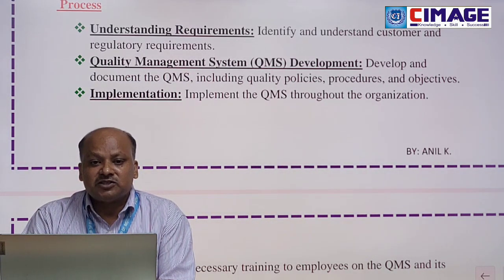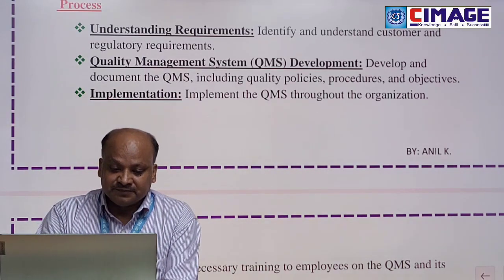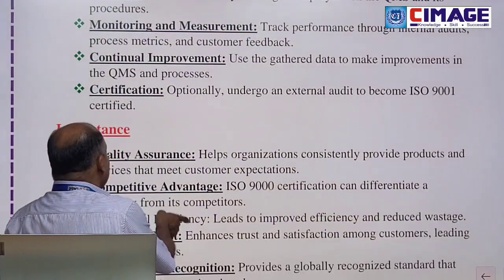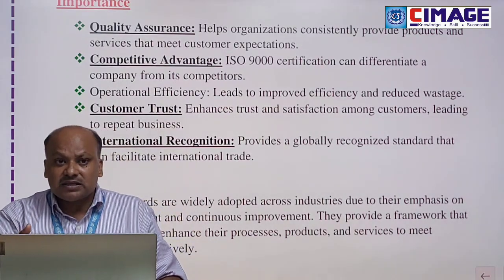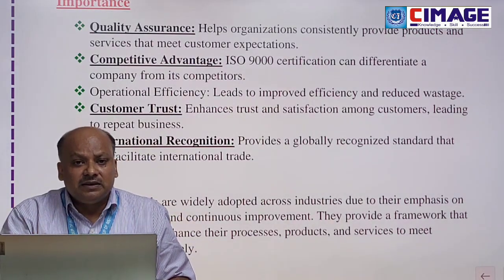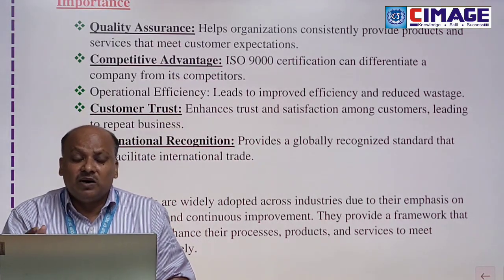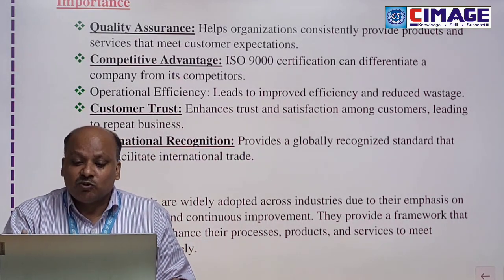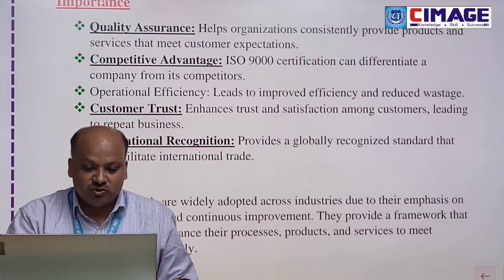ISO 9000 certification could be achieved on the basis of these steps involved under the heading of the process. Now, the importance. What is the importance of ISO 9000? As I told you, this ISO is completely related with quality. This quality assurance could be achieved once ISO 9000 is achieved. The first importance is quality assurance. ISO 9000 helps an organization to achieve quality assurance.